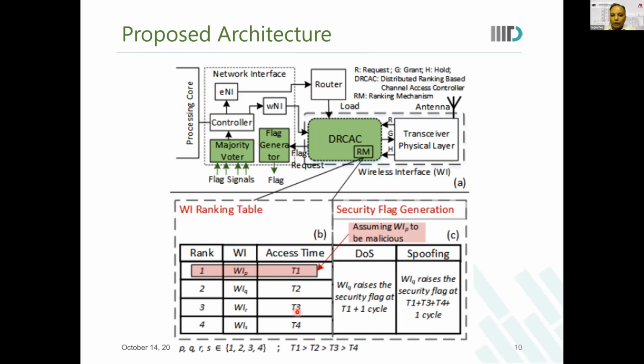Similarly, for a spoofing kind of thing, for example, if the headers are getting manipulated, in that case, the wireless interfaces will not get their fair share of turn. And if that happens, then again, that flag will be generated. And again, with the majority vote technique, we will figure out there is a problem, and we will isolate that particular wireless interface with the Trojan in it.